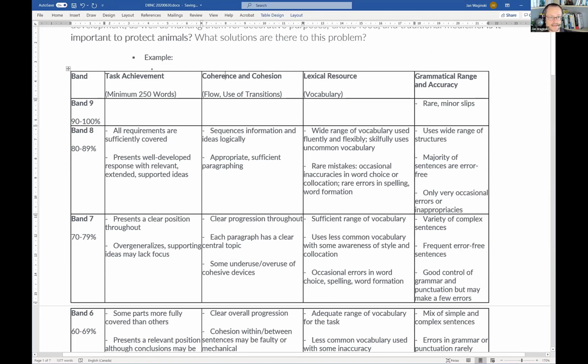First category is task achievement. Task achievement means how well you answer the question. Is it a precise answer and is it developed? So if you look at the Band 8 criteria, it says presents well-developed response with relevant, extended, supported ideas. Okay, if you want Band 8, that's what you need. But they have to be on topic. They have to be 100% related to the prompt.